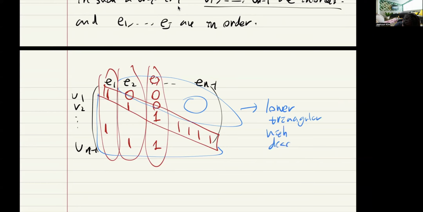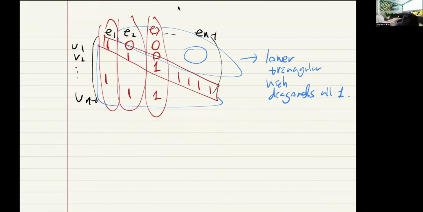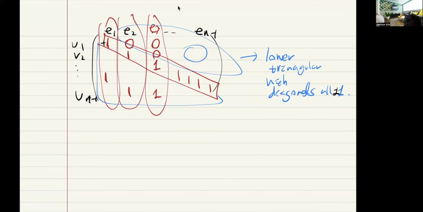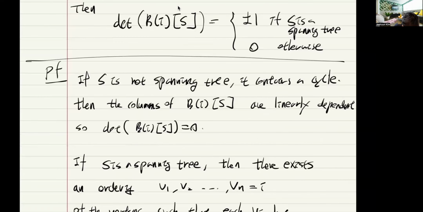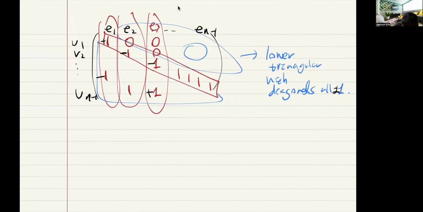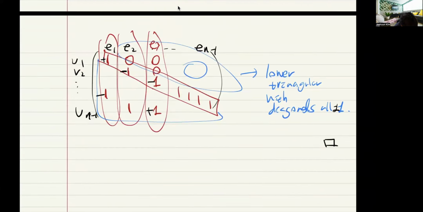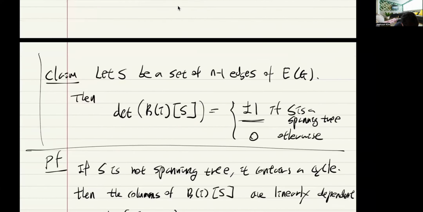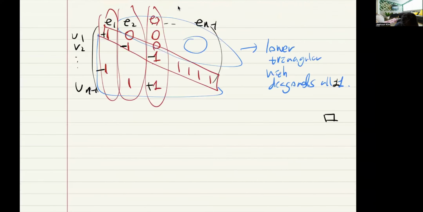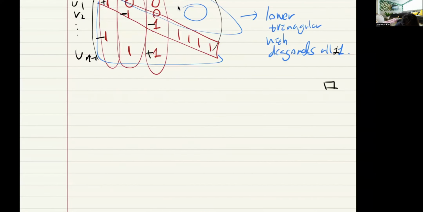With diagonal all 1. I mean, technically all plus or minus 1, sorry. So it could be plus 1, it could be minus 1, because we have oriented. So then its determinant is plus or minus 1. So this proves the claim. So now we have this claim, and with the Cauchy-Binet formula, or Binet-Cauchy formula, we can prove what we want.